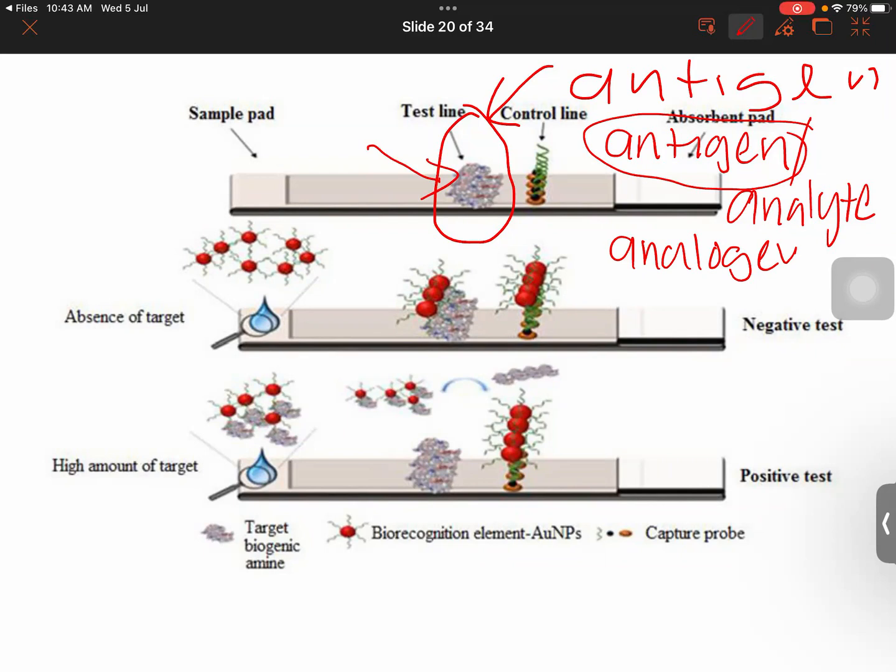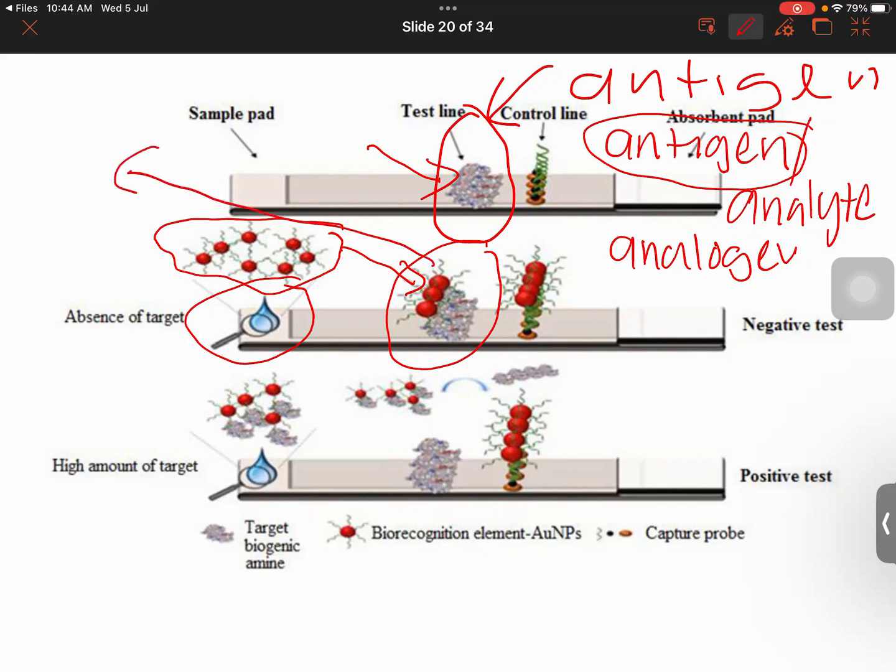So what happens is, if there is an absence of target, meaning there are no positive analytes in the samples, okay, whatever system that you use, in this case antibody, will interact with the antigen that is already on the test line. Okay, so you are going to get two lines, and the test line is going to be very intense, meaning the intensity of the line is high. Okay, that means the color is going to be very bright.